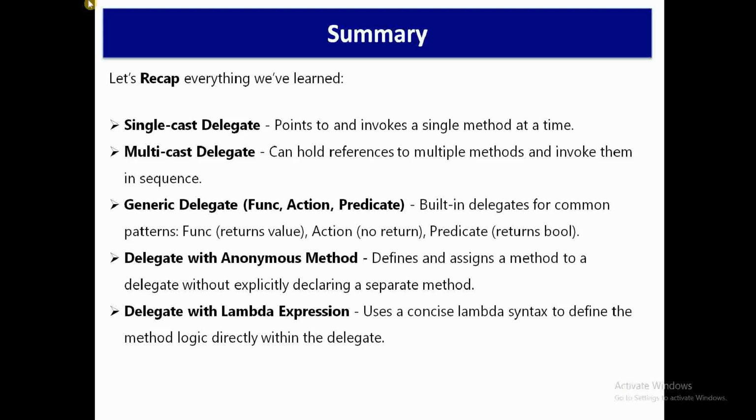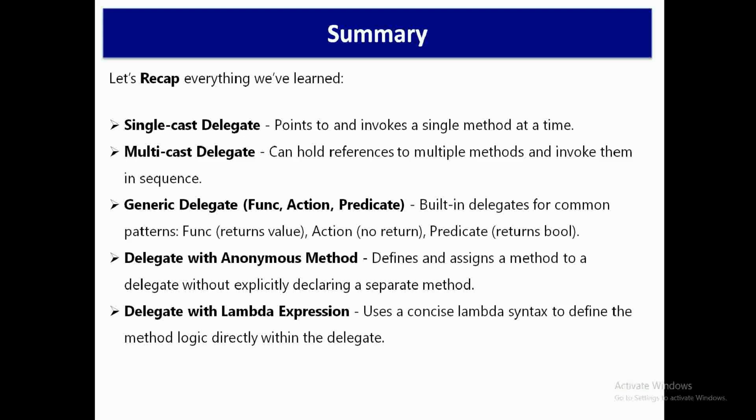Next one, we have the generic delegate. Here we have three types: Func, Action and Predicate. These are built-in delegates for common patterns. Func returns values, Action returns nothing, Predicate returns bool. First one is the Func delegate. With Func we can use 0 to 16 parameters, and the last parameter is the return value, so it must have one return value.